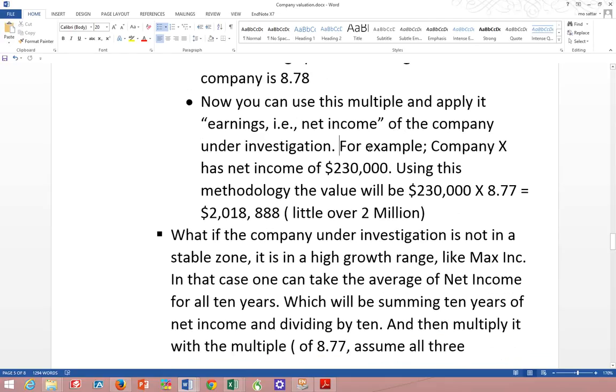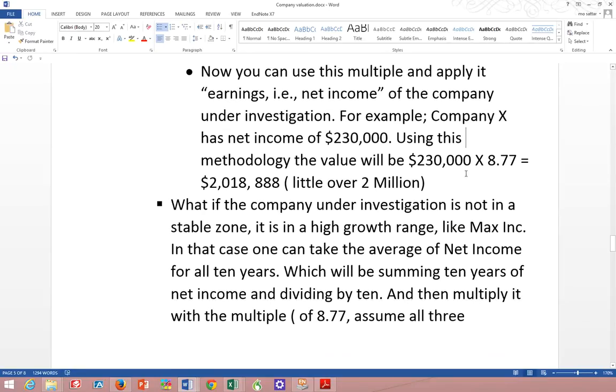So let's say, for example, we are looking at a company X that we want to see if we can price it or value it using price to earning ratio. We found out in the industry where those three companies were sold, we came up with a multiple of 8.78. Let's say this company X has a net income of 230. Using this multiple, multiply 230 by 8.77, this methodology will say this company is worth about $2 million, okay, $2.018 million.